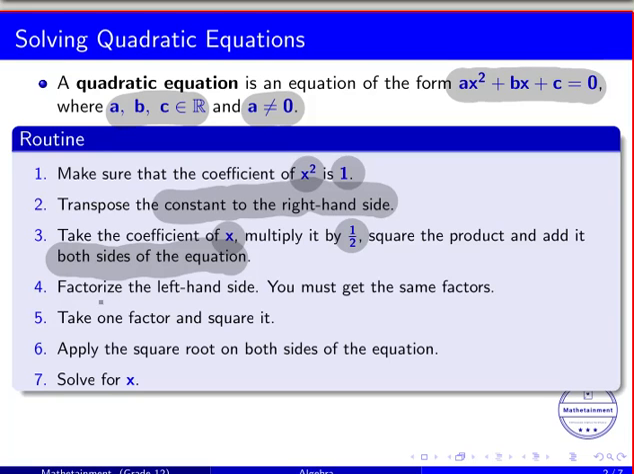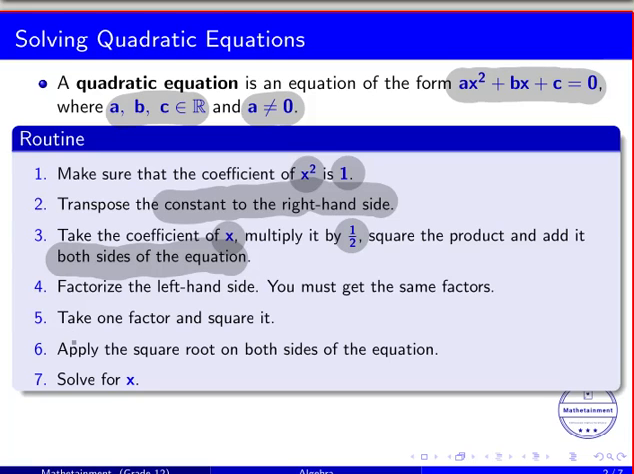Fourth, factorize the left-hand side. You must get the same factors. That is a clue that if you happen to get different factors, then you may have made a mistake when you were factorizing or anywhere above. So whenever you factorize the left-hand side, you must get the same factors.